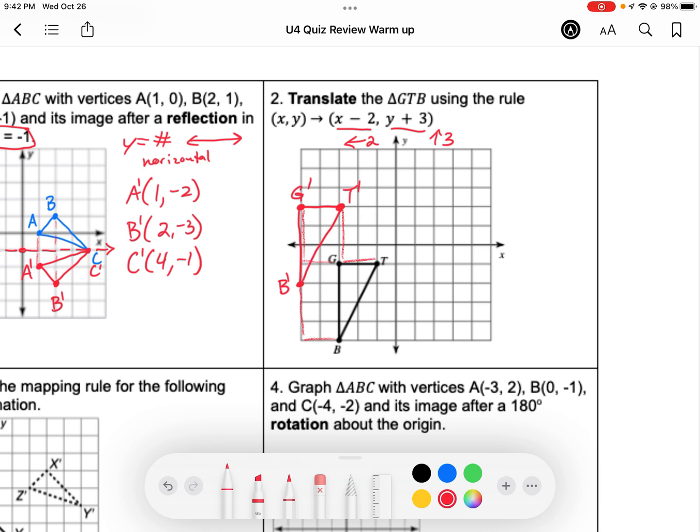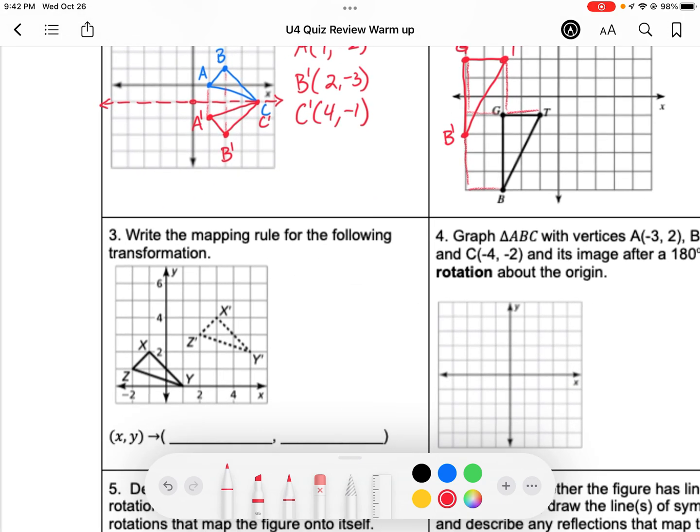So that's what a translation is. Adding to the x's would move it to the right. Subtracting from the x's moves it to the left. Adding to the y's moves it up. Subtracting from the y would move it down.